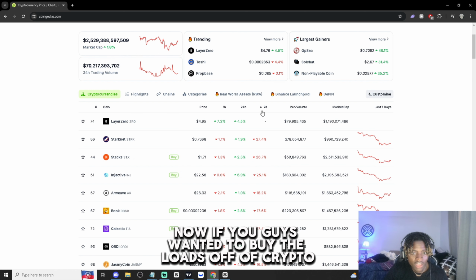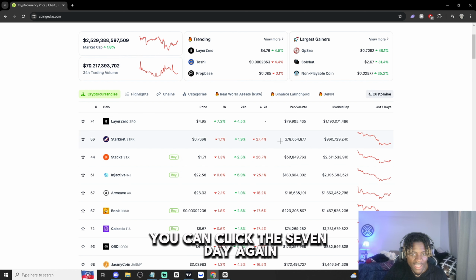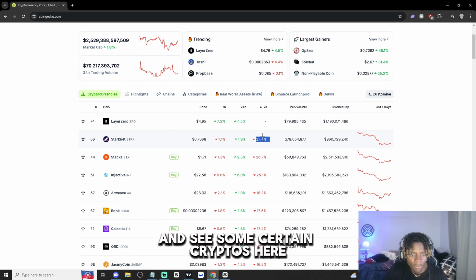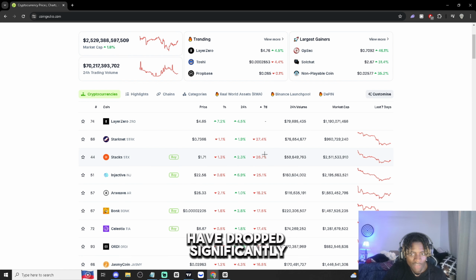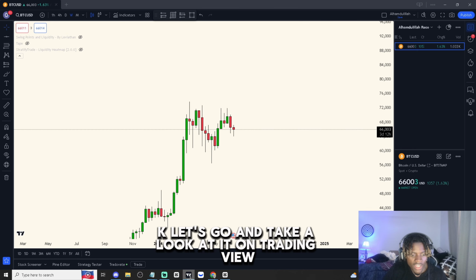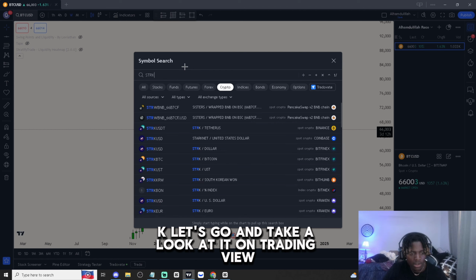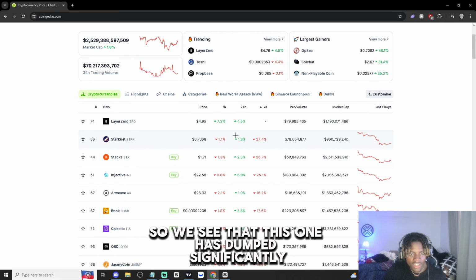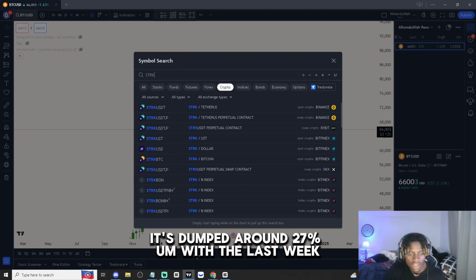Now, if you wanted to buy the lows of crypto, you can click the 7-day again, and you'll be able to see some cryptos that have dropped significantly. So let's look at the Stark one. We have STRK. Let's take a look at it on TradingView. We see that this one has dumped significantly, around 27% within the last week.